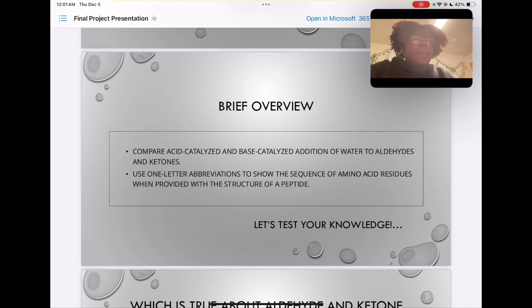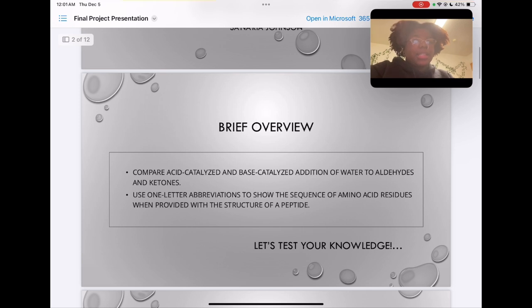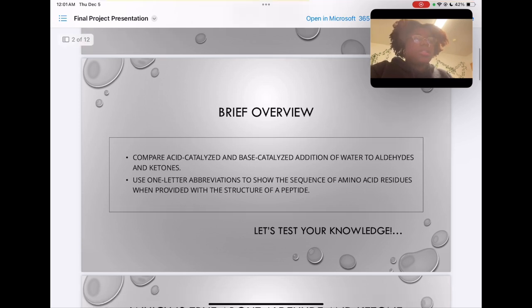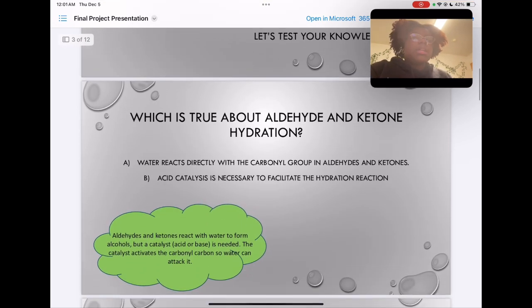So the next slide, we're just going to do a little bit of pre-test knowledge. It's just a little pre-test. So I have a question. Which is true about aldehyde and ketone hydration? A. Water reacts directly with the carbonyl group in aldehydes and ketones. Or B. Acid catalyst is necessary to facilitate the hydration reaction. So the correct answer is going to be B.